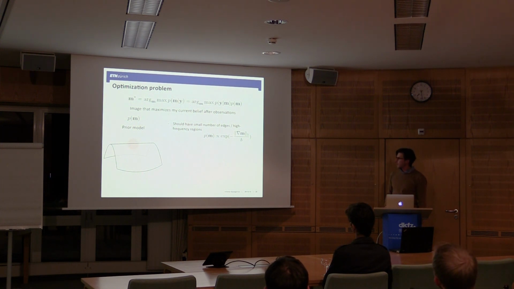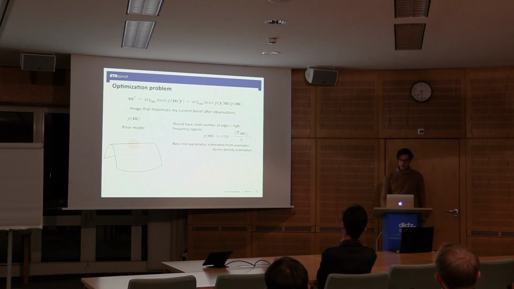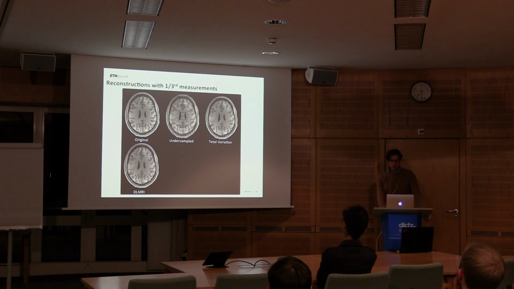And lots of approaches exist to model this P of M. One of the simplest ones is you just say the reconstructed image should have a small number of high frequency components. This is called a total variation regularizer. Or you can try to learn this distribution using kernel density estimation, or using something like PCA. Or more recently, people try to learn the distribution of patches of these images using dictionary learning.